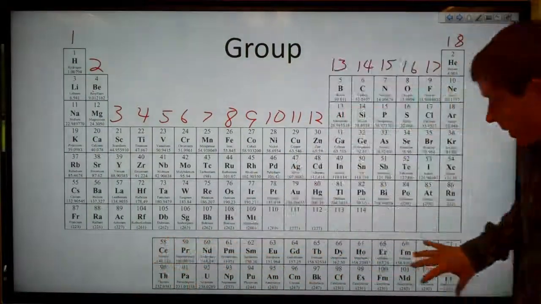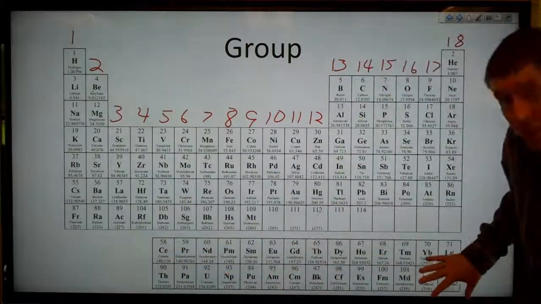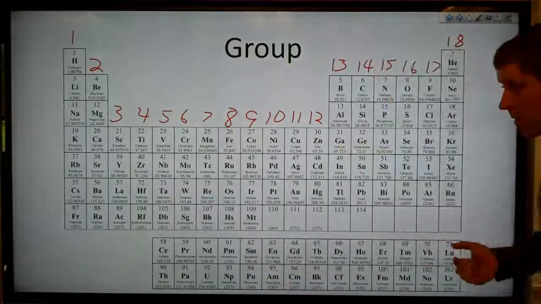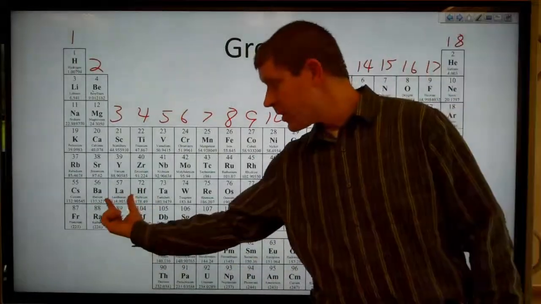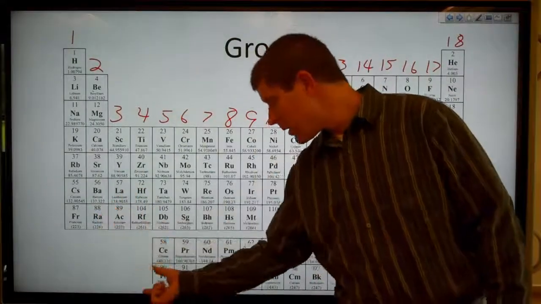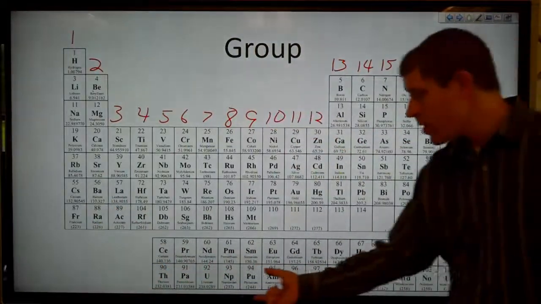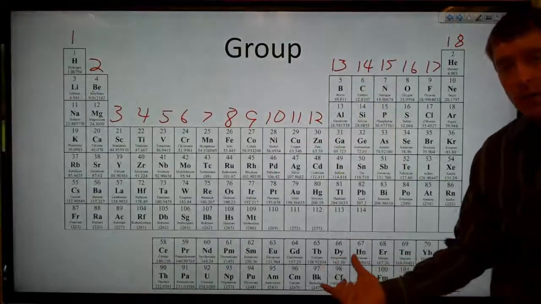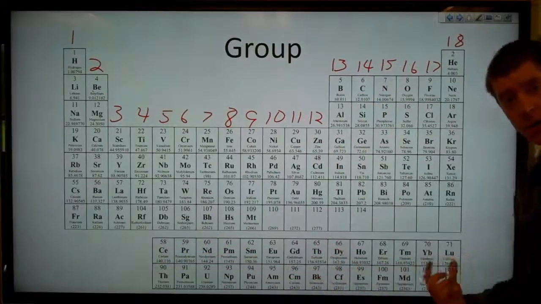And down here, these are not groups, but we have some series. We've got the lanthanide series here, given by the name of the first in the series, lanthanum, and the bottom row there is the actinide series. Again, they're not groups because they're not vertical columns. They're series because they move across the periodic table.